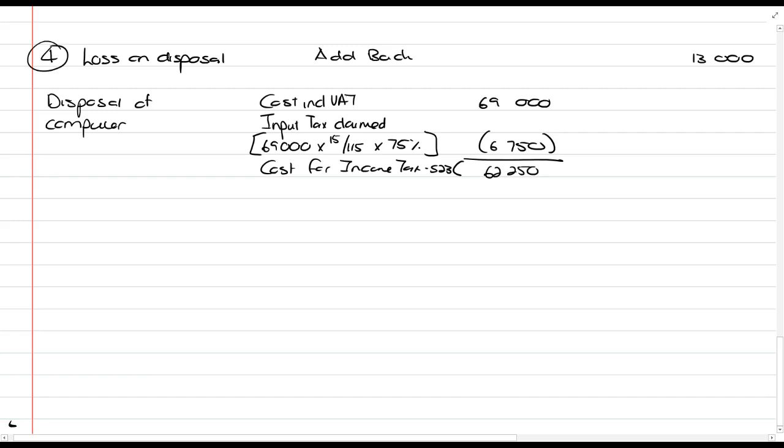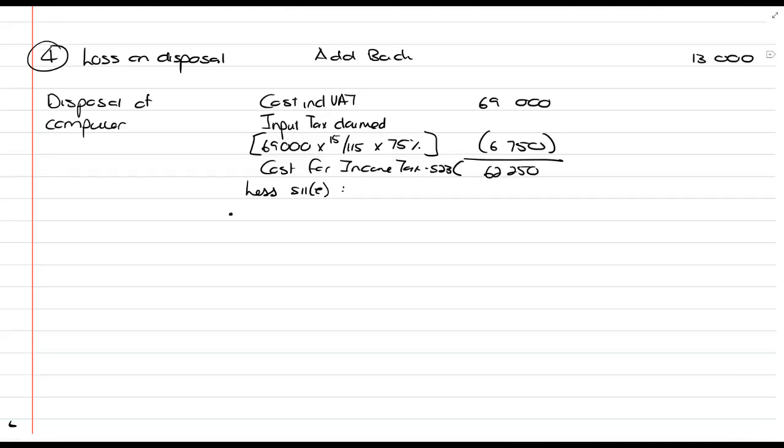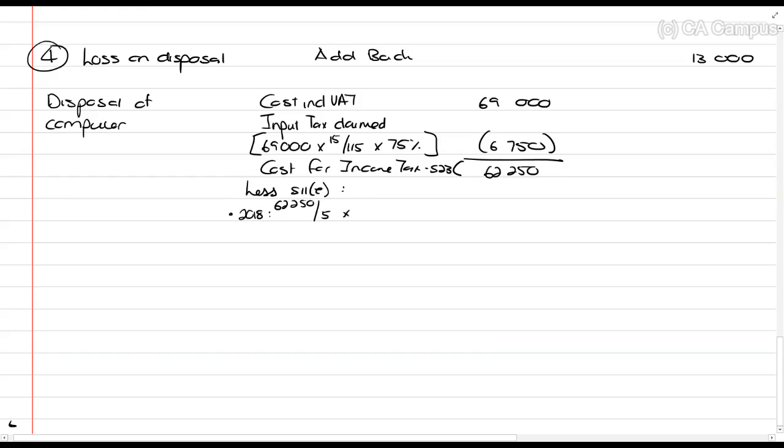So now we say less our section 11(e) allowances. This computer was brought into use when? 1 October 2018. So 62,250 divided by how many years? 5 years. October, November, December. So times 3/12.